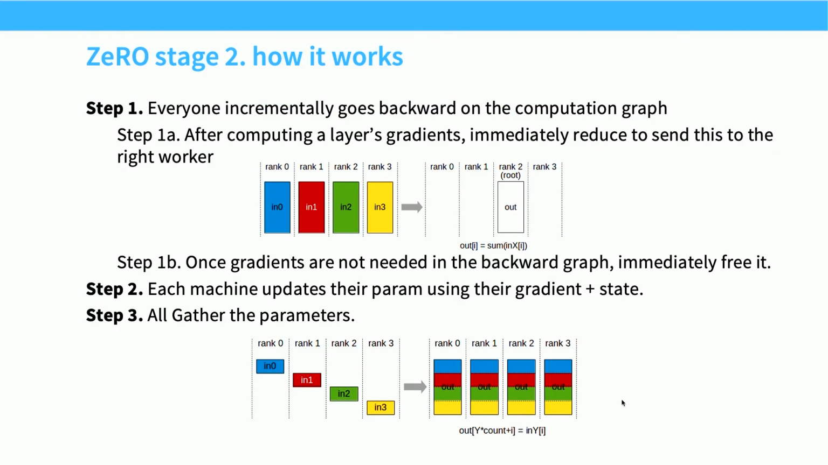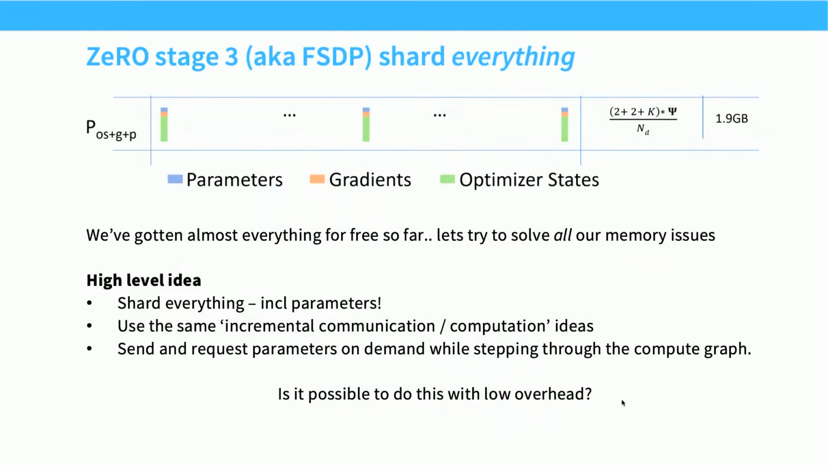So the key step here is now, instead of materializing the gradient vector all at once, I'm going to walk backwards through the compute graph. And after computing a layer's gradients, I'm going to immediately reduce that, to send that to the right worker. And once gradients aren't needed in the backwards graph, just immediately free it. So you're incrementally computing and sending gradients as you go. And as you can see, doing it incrementally or doing it all at once, same thing. It doesn't really make a difference. So now you can, at the end, once again, all gather the parameters. I've sharded the gradients without incurring any additional costs.